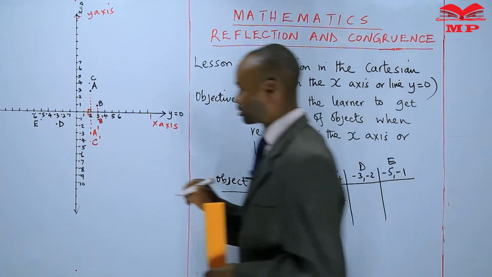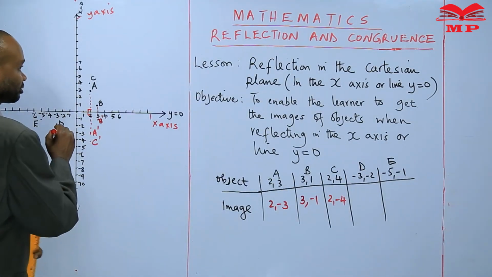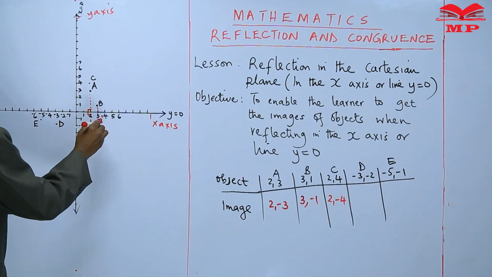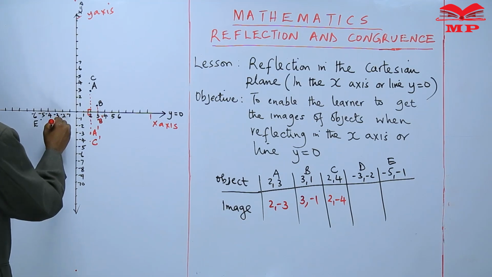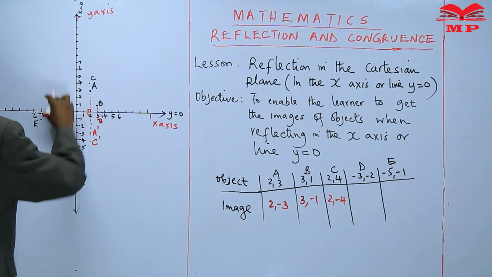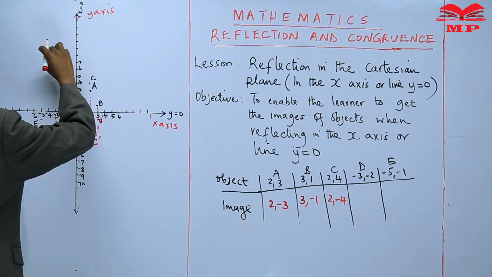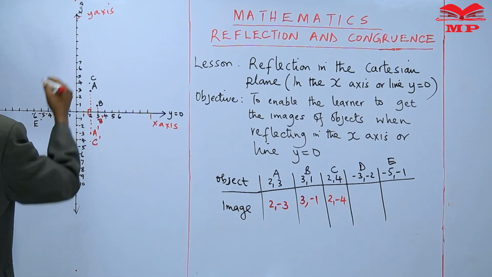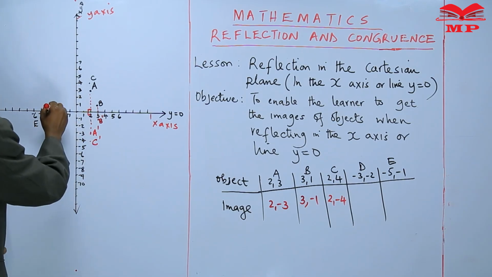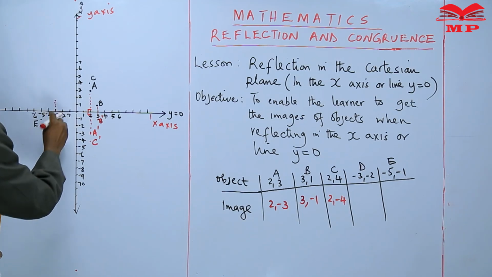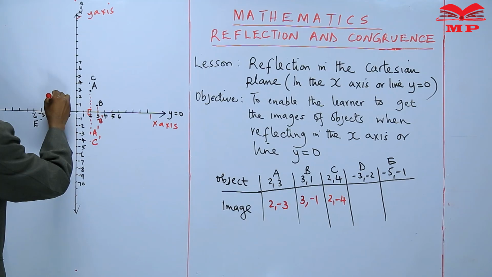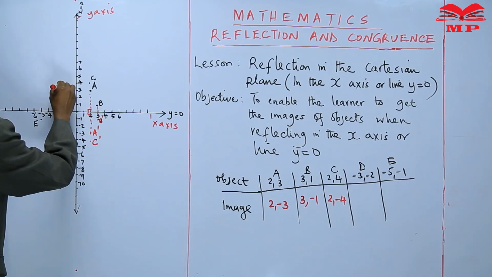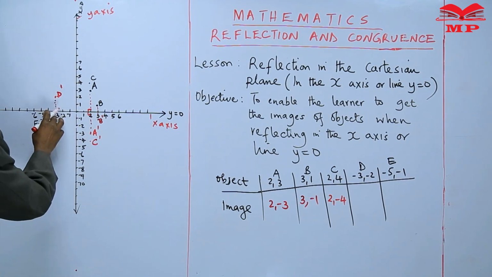Let's move to D. D is here. So reflect it along that line. We'll actually put it above. This is 3, -2, so 2 units above. So it will be here. D prime, that is -3, 2.